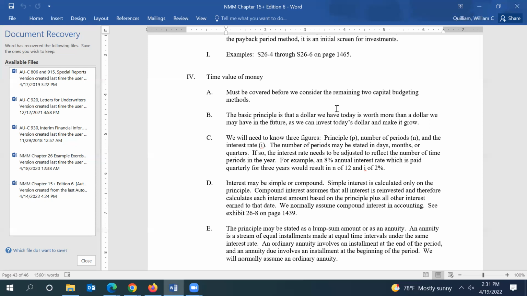Now, as we read on about annuities, an ordinary annuity involves an installment at the end of the period, but there's another type of annuity. An annuity due, it is called, involves an installment at the beginning of the period. And this class will normally assume an ordinary annuity. In fact, we won't see annuity dues.